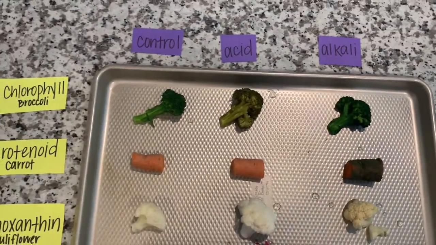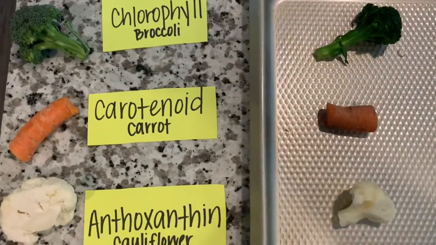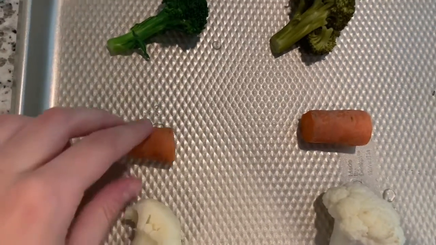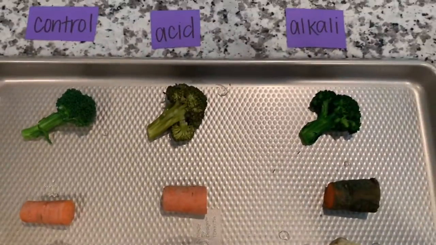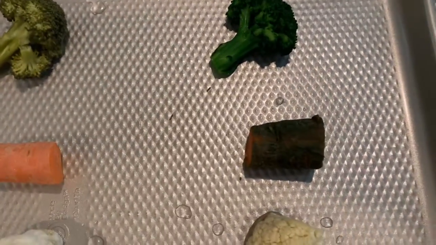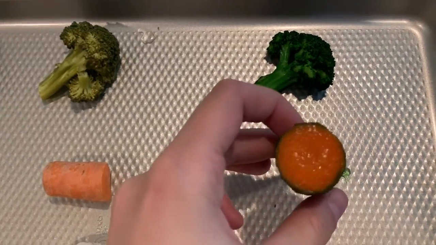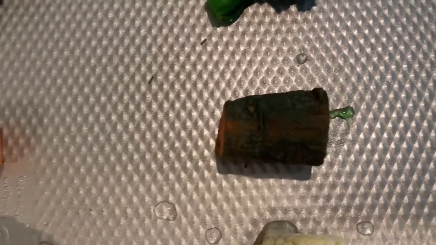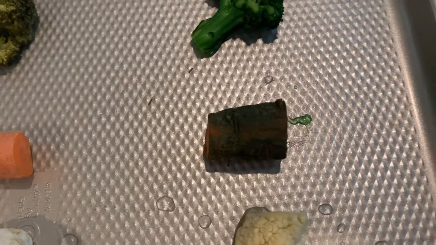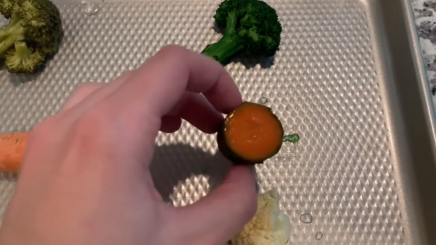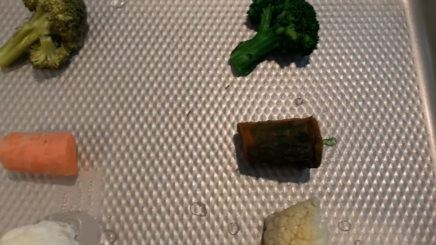So there's the chlorophyll. Then we're gonna go down to carotenoids, so the carrot. The control is pretty much the same as the raw, just wet. And then you see the acid, not much change. And then the alkali, the outer layer of the carrot was turned this ugly, gross green color. So the pigments that are really on the outside layer changed, which is really interesting because the middle part didn't change.